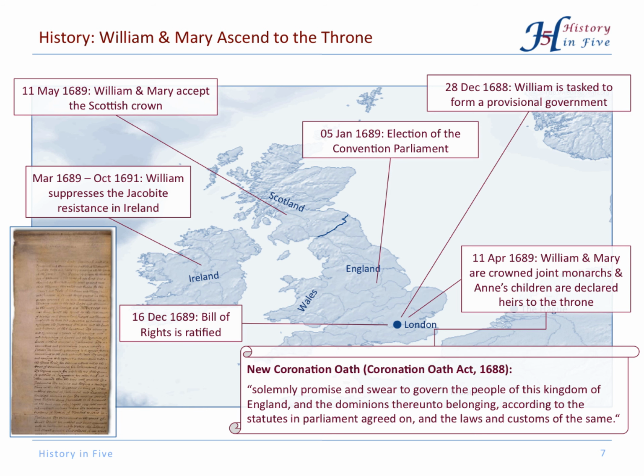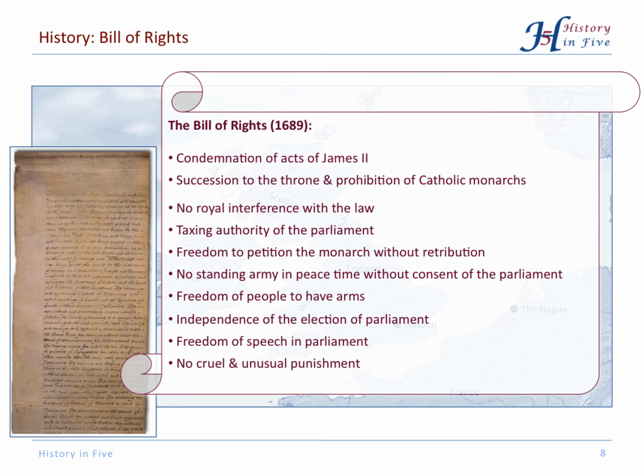In December 1689, the Bill of Rights was ratified. Now, what is in the Bill of Rights? Condemnation of James II. It was made clear that Catholics are not again on the English throne. The monarch should not interfere with the law. The Parliament has the authority over taxation. Everybody can petition the monarch. The army is under control of the Parliament. The people have the freedom to bear arms, independence of elections, freedom of speech, and no cruel and unusual punishments.